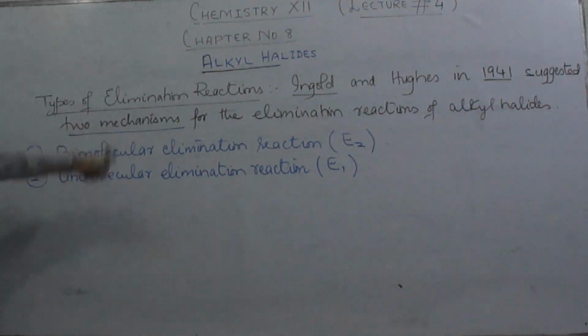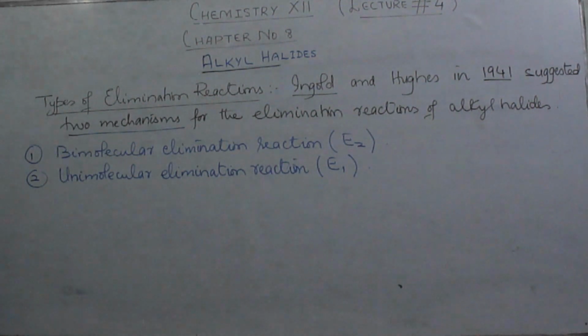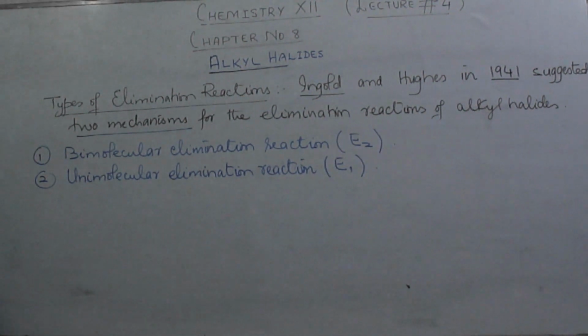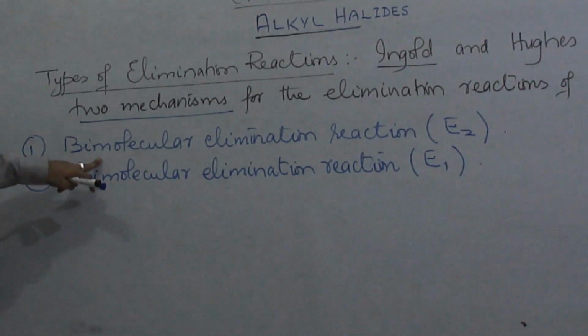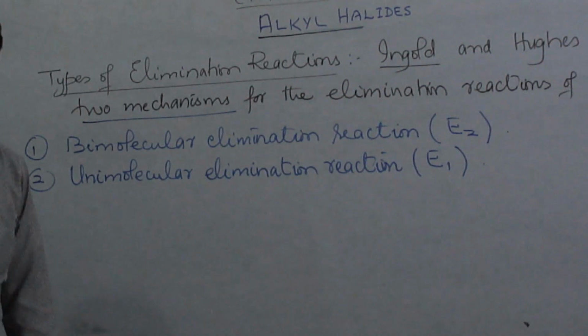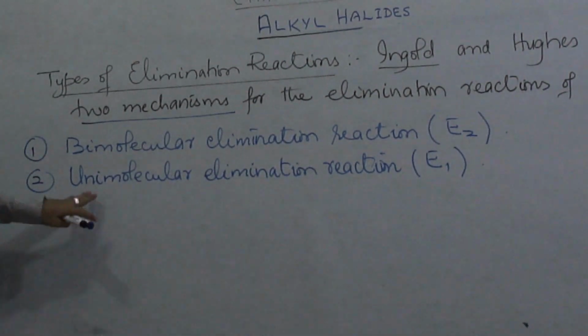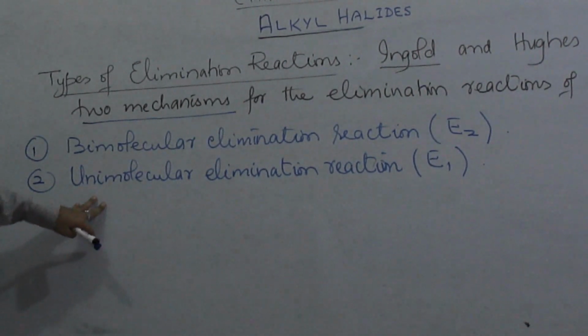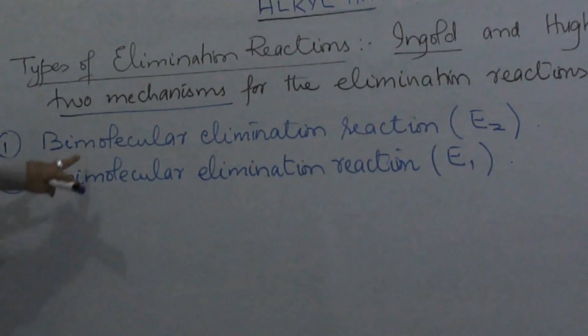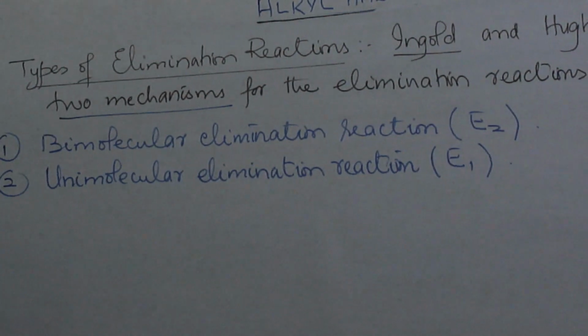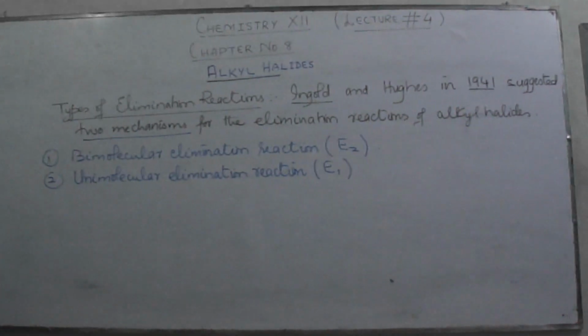So these are the two types of elimination reactions as reported by Ingold and Hughes in the year 1941. First one is called the bimolecular elimination reaction, which is symbolized as E2, and second one is the unimolecular elimination reaction, E1. So first I am going to start with the bimolecular elimination reaction.